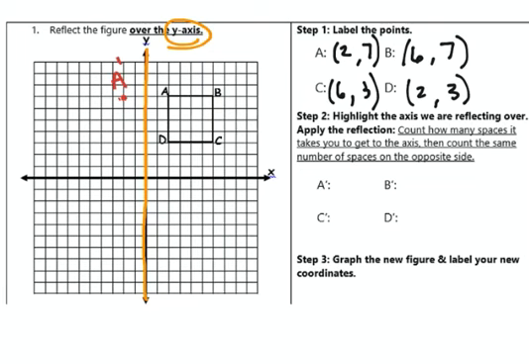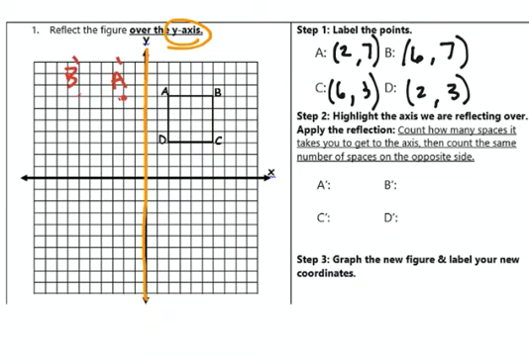Okay, and then let's look at B. Let's see how far B is from the axis. So it's 1, 2, 3, 4, 5, 6 spots away from that axis. So that means we're going to move 6 spots or spaces away in the opposite direction. So 2, 3, 4, 5, 6. I'll end up right here, and that's my B prime.